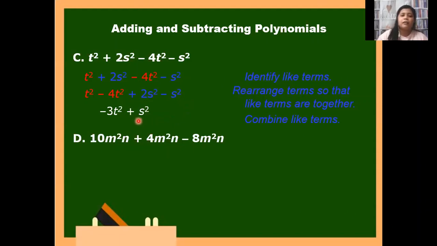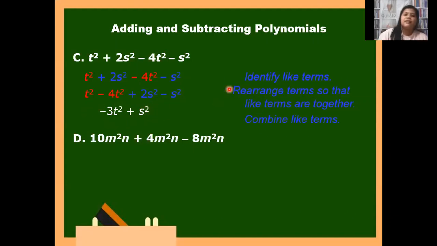So again, we do not need to put 1 anymore as the coefficient of the variable because it is already automatic and it does not change anything if we put 1 to it. So why bother putting it if it does not change anything naman, right? So again, same idea after subtracting it because they have different signs. All we have to do is to follow the sign of the greater number, which, among the like terms s squared, is 2. So therefore, the answer must be positive s squared. Okay, this is our final answer.